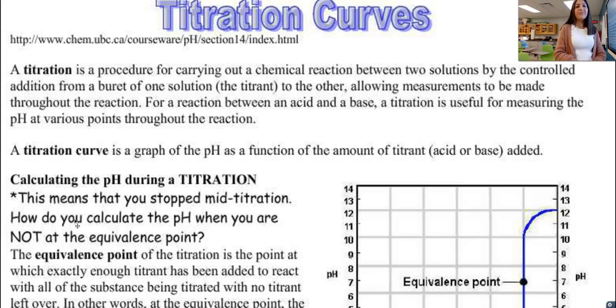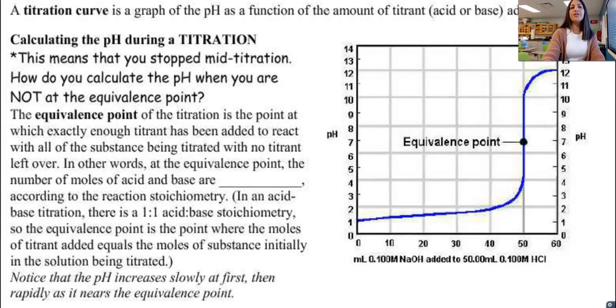Okay, so calculating the pH during a titration. This is a very popular question. They'll say that you're in the middle of a titration, not necessarily asking what it is at the equivalence point, but just at a random point. Since this means you stopped mid-titration, how do you calculate the pH when you're not at the equivalence point?